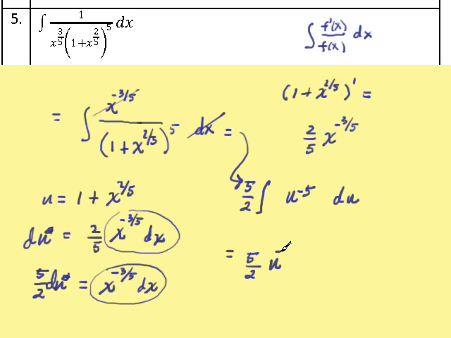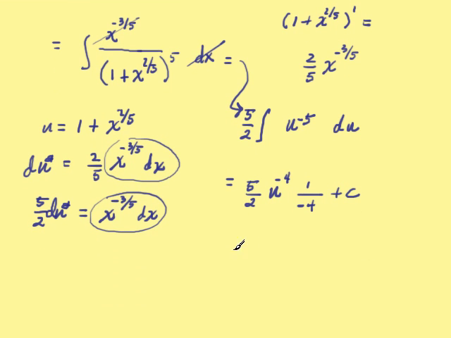That's u to the minus 4 divided by minus 4. And now just put x back. So we have, let me multiply these, minus 5 over 8. And we have 1 plus x to the 2/5 to the minus 4.